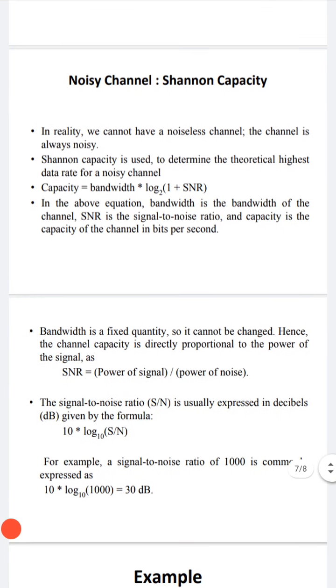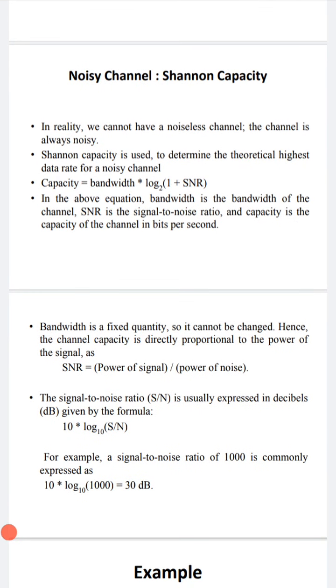Then the next one, noisy channel. There's a Shannon capacity. How to calculate the capacity? When you send and receive the message through the network, the channel is always noisy. In reality, we cannot have the noiseless channel. There's a reason. So the channel is always noisy.